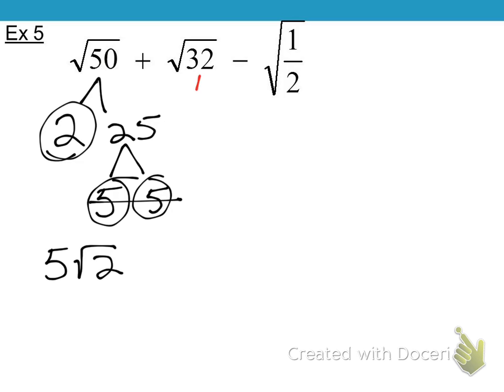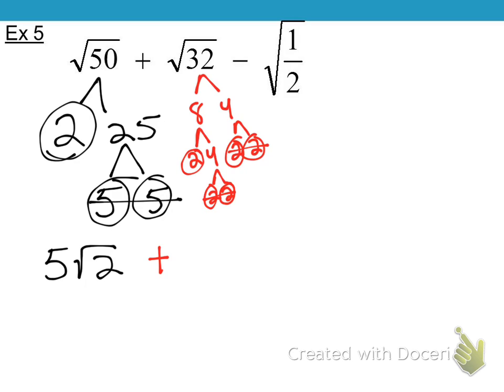All right, what about the 32? 8 and 4. 2 and 2. 2 and 4. 2 and 2. So I actually have 5 2s. 1, 2. So 2 of them are coming out. So that's 2 times 2 is 4. 4 square root 2 minus, what should I do in the back?